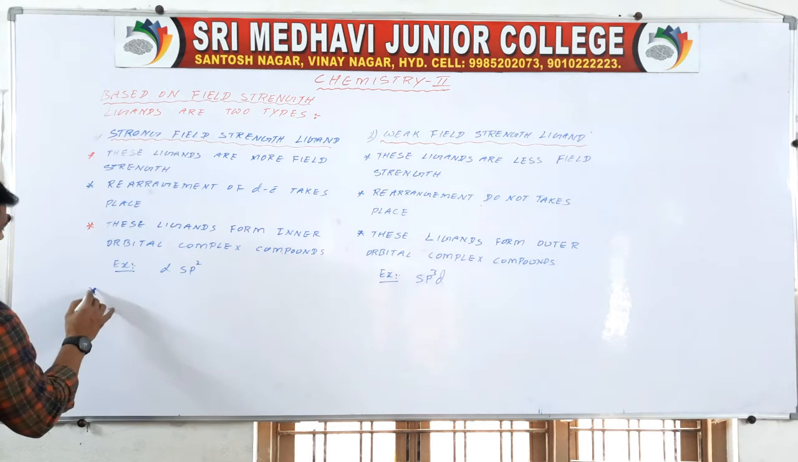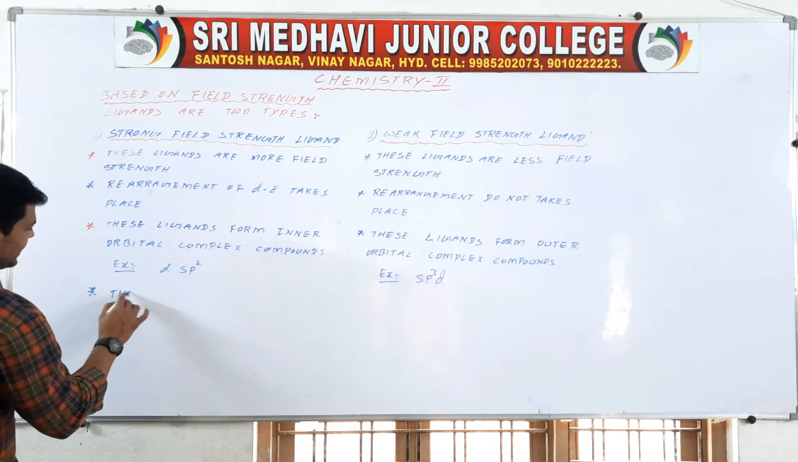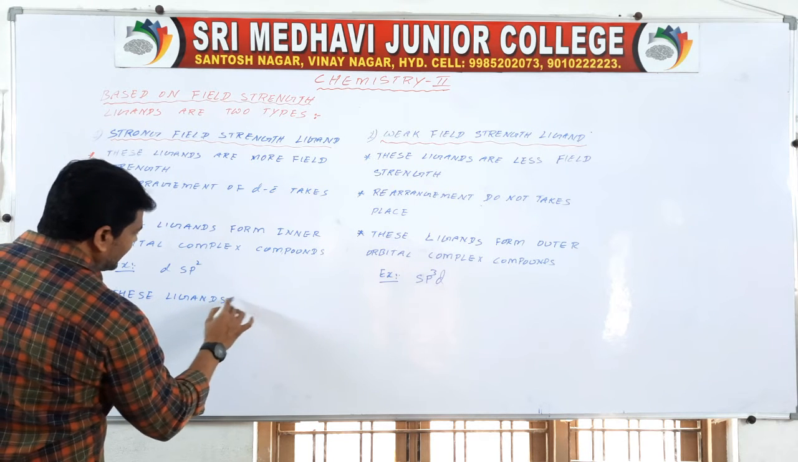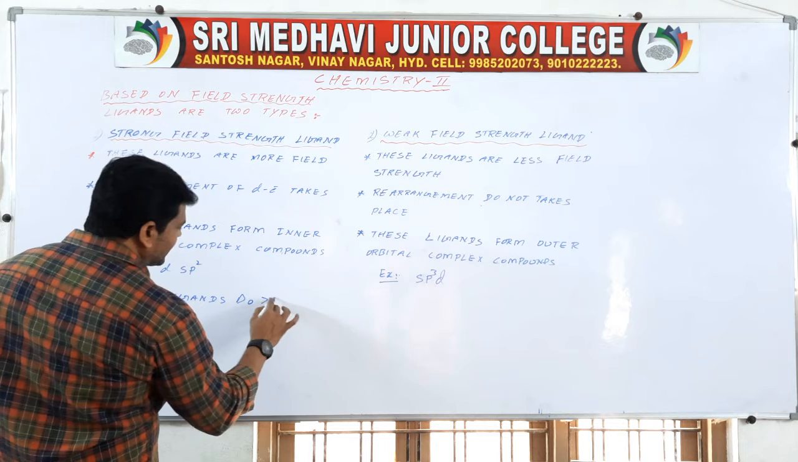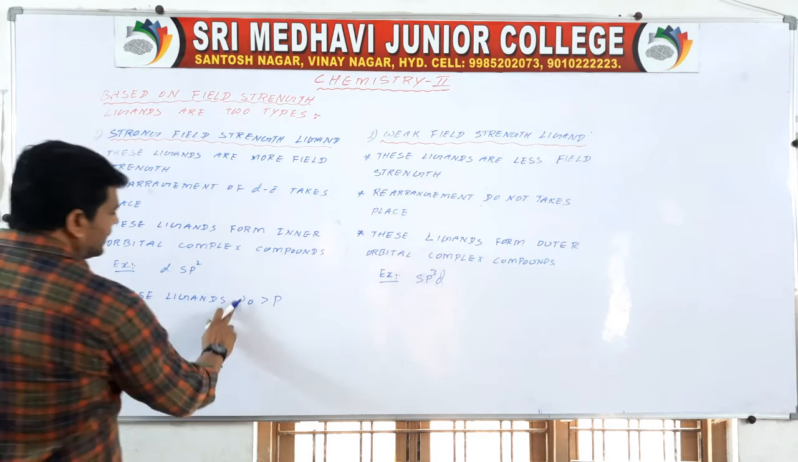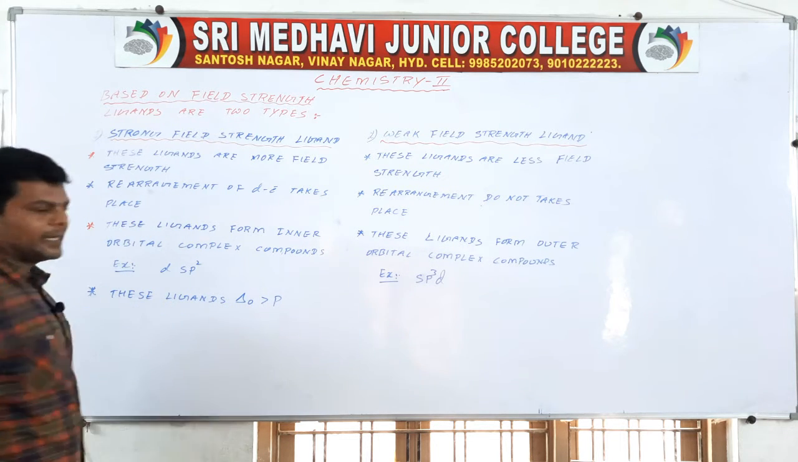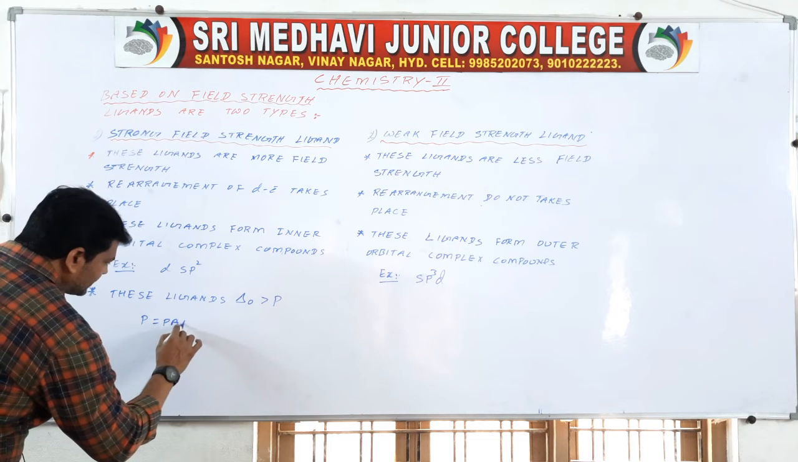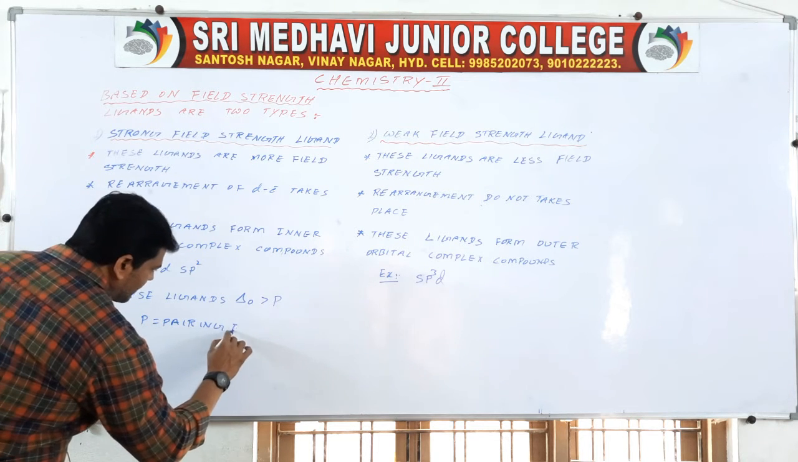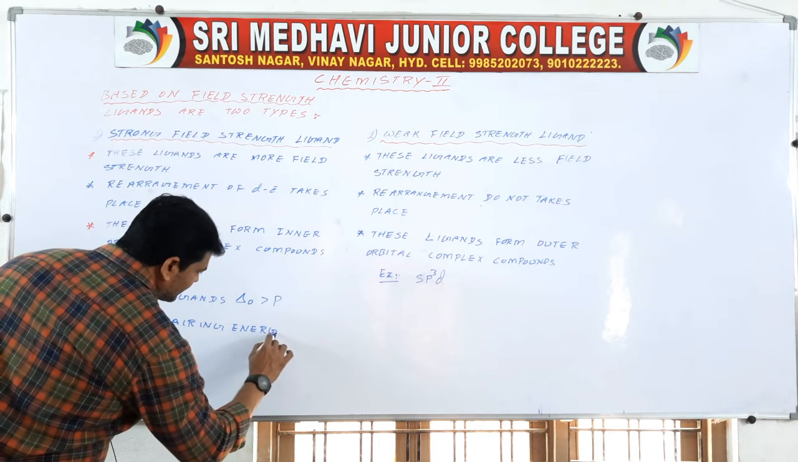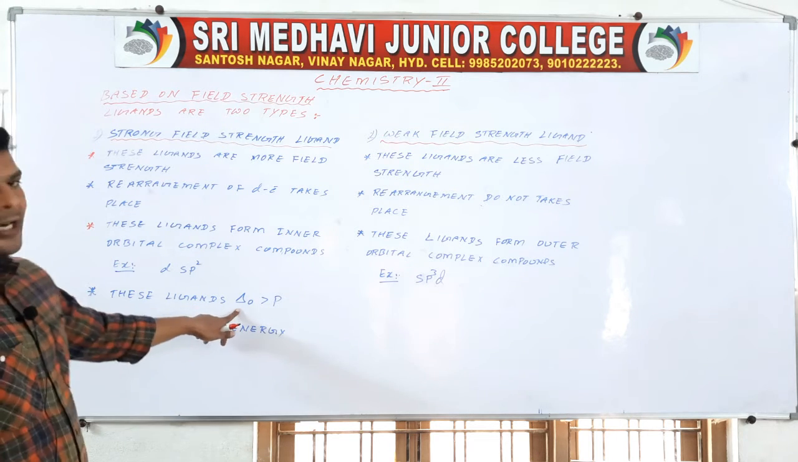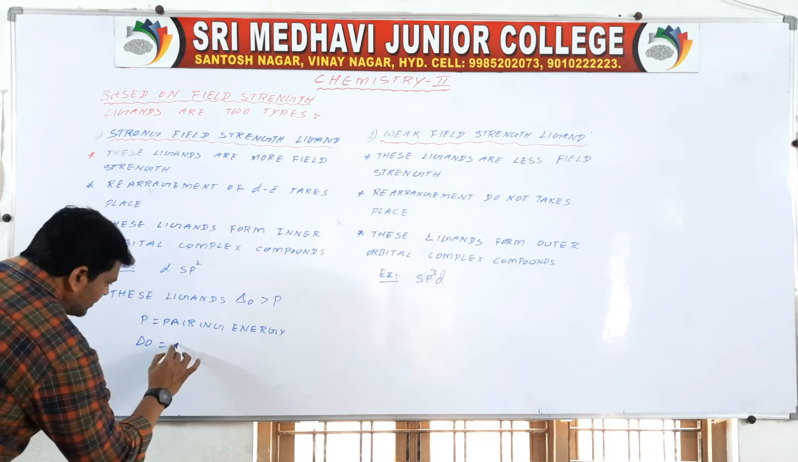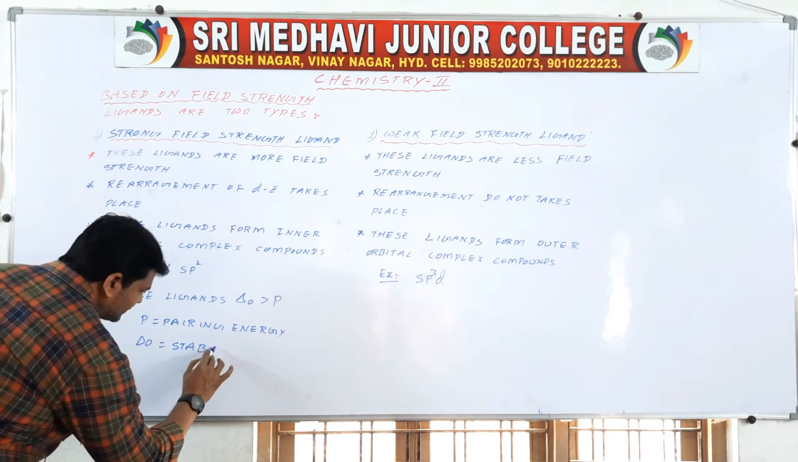Next, for these ligands delta naught is greater than P, where P means pairing energy. Delta naught means the stabilizing energy.